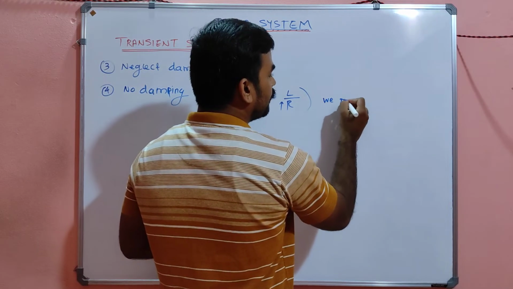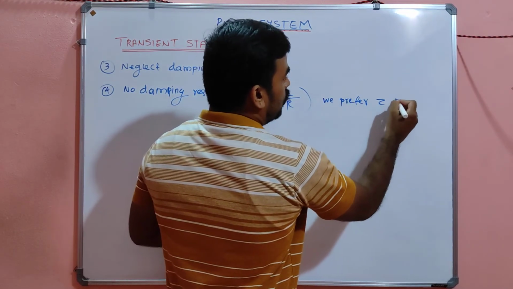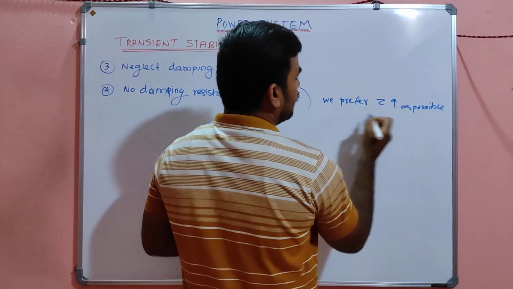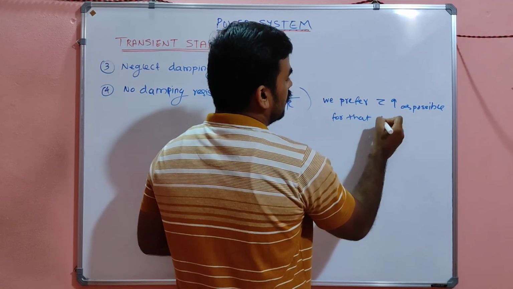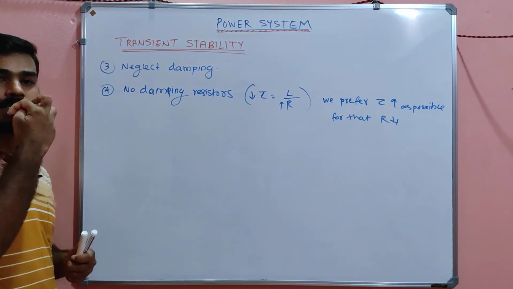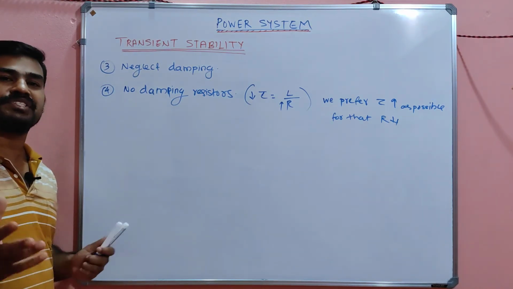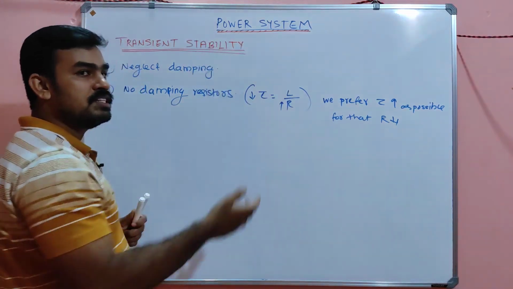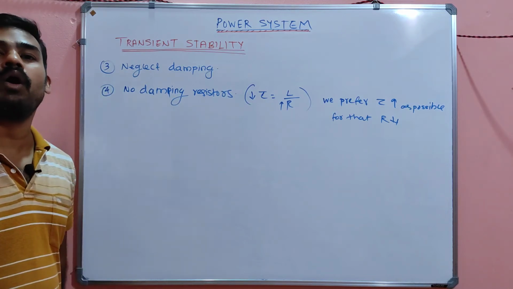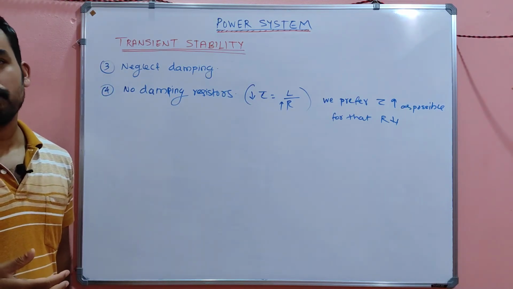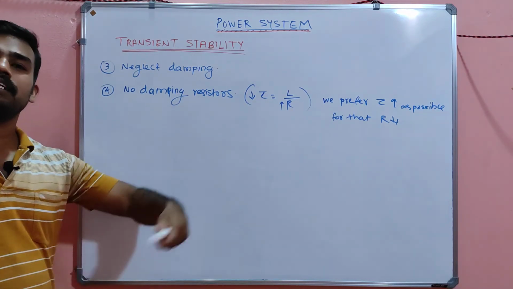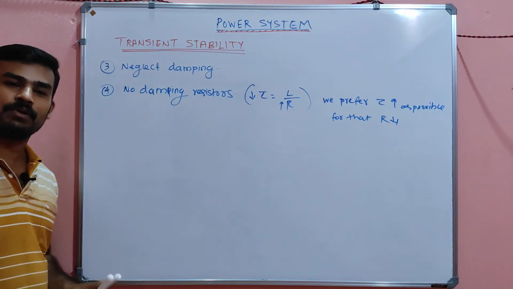We prefer tau to be as high as possible. For that, R should be low. That means R should be minimum or simply 0. Then only tau will be infinity. If tau is infinity, you get the worst case of the disturbance, because there is nothing for the system to settle. Settling time is infinity, which means the system will not settle at all.